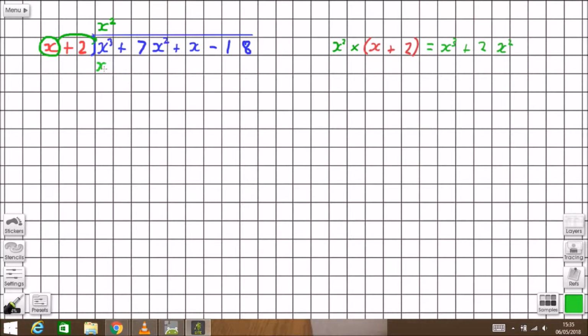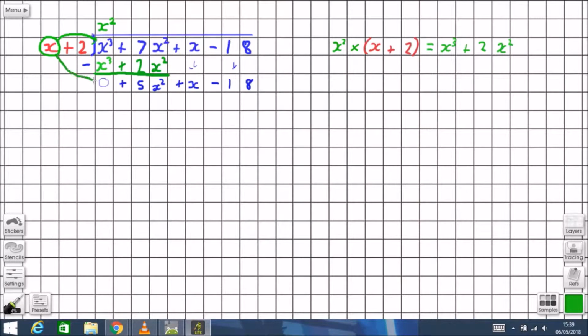We're just going to remove this to find out what's the remainder when we do this division. This green term is taken away from the blue term to find the remainder. x cubed minus x cubed gets rid of the x cubed terms and leaves us with plus 5x squared. We'll bring down the x and the negative 18 because they weren't part of our division so far.